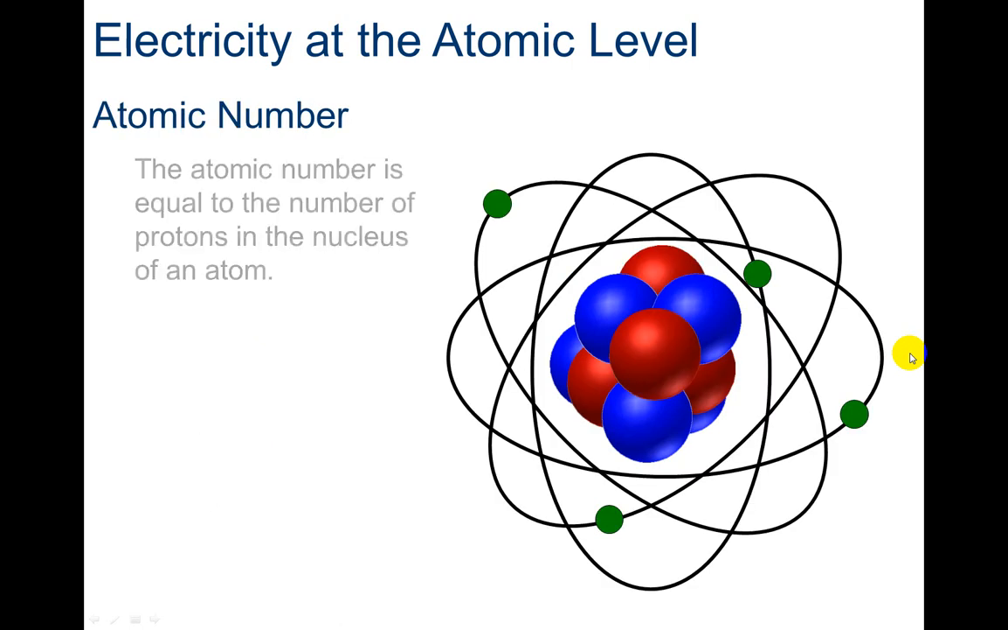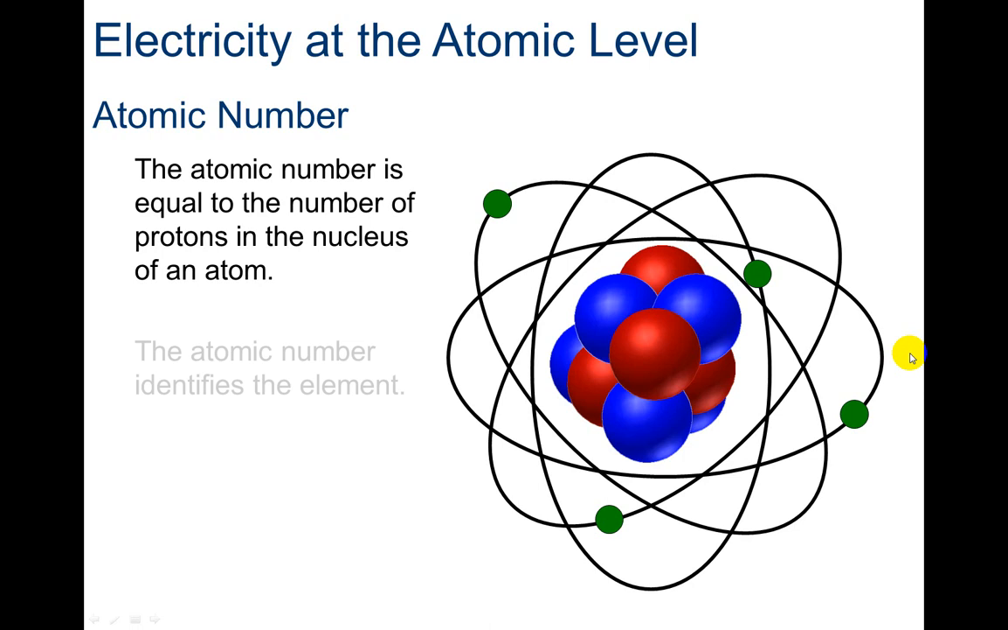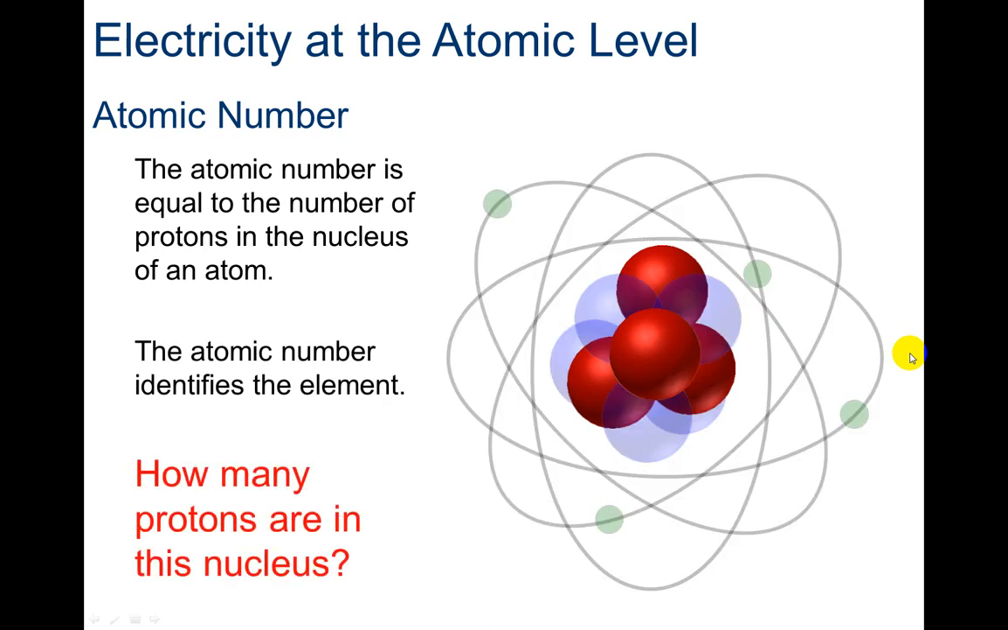All right, so the atomic number is equal to the number of protons in the nucleus of the atom, like I was just talking about. By looking at the atomic number, we were able to go back to the periodic table and figure out which element this was. All right, the atomic number identifies the element.